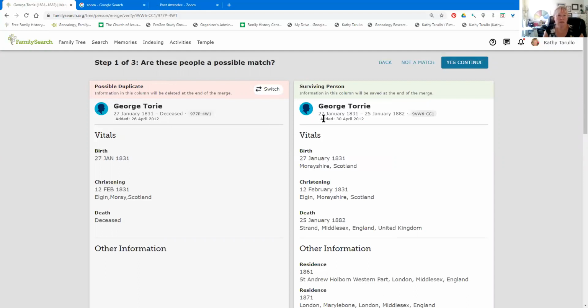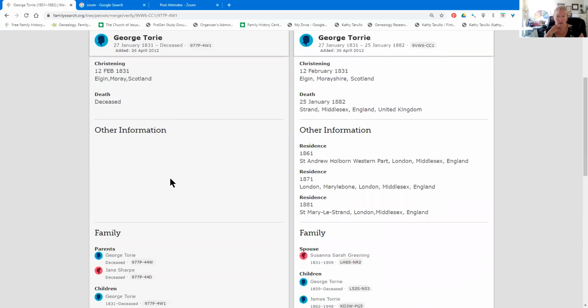I can just compare them line to line. So we see George Torrey spelled with 1 R versus 2 R's. That's not a big deal. Spelling was not a big deal during his lifetime, so I'm not going to be concerned about that. I see that he was born the 27th of January 1831. Same there. I see that he was christened the 12th of February 1831 in Elgin, Moray, Scotland. Exactly the same there. And no death information on this side. So this looks like it's the same man. No extra other information.